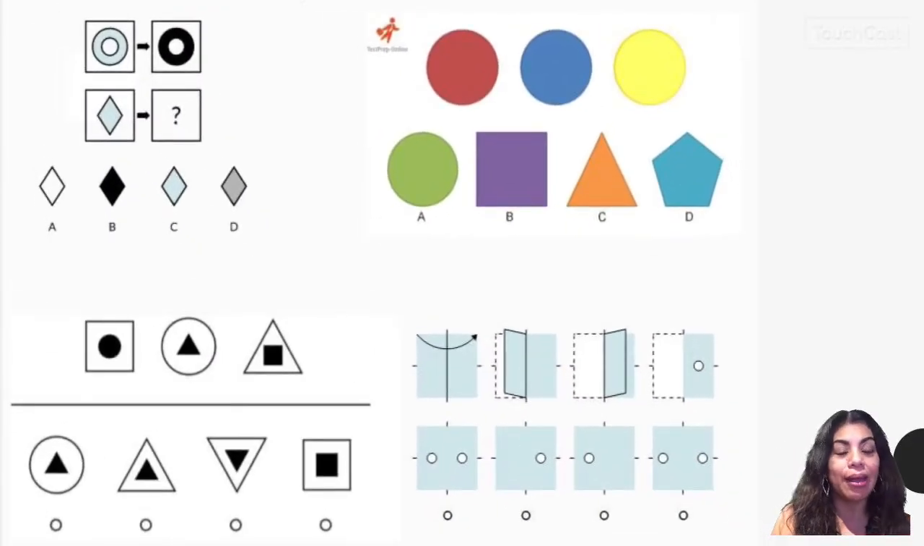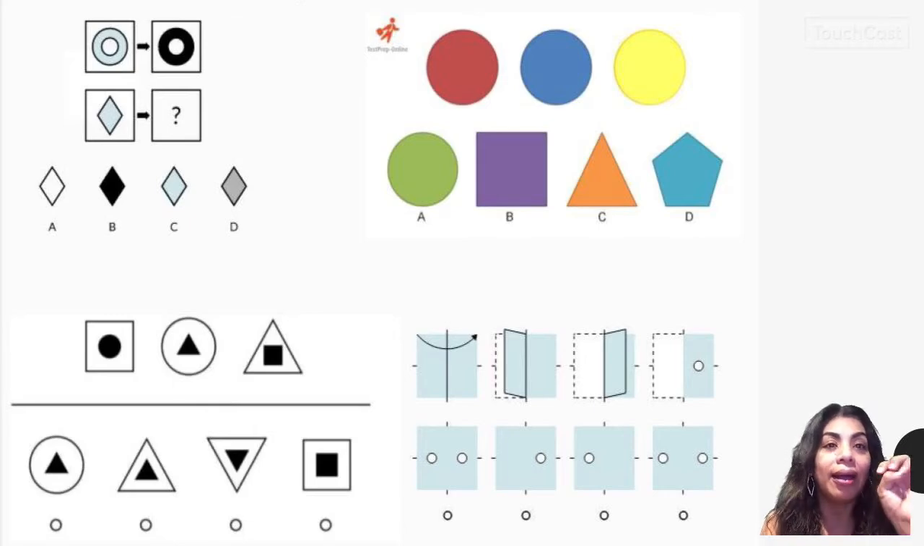So this is a mixed practice that we have here. Again, it's going to show you the 3 subsections. So we have the analogies or the matrix at the top. And so again, what we're looking for is what's the relationship between the first 2 items.